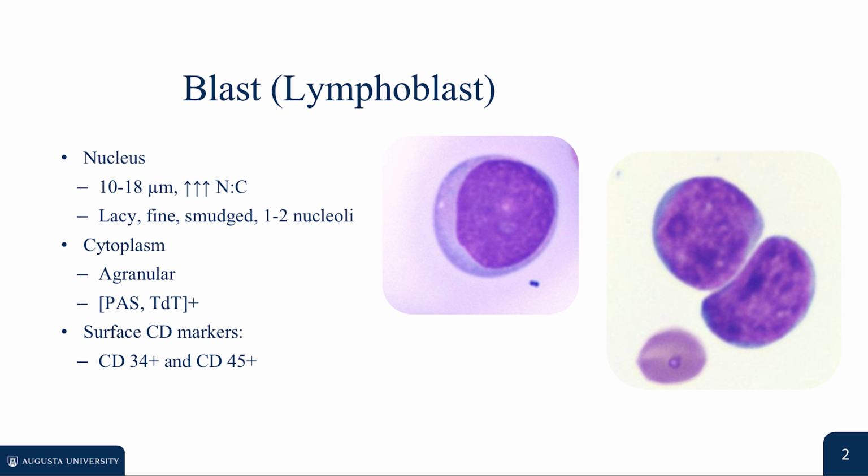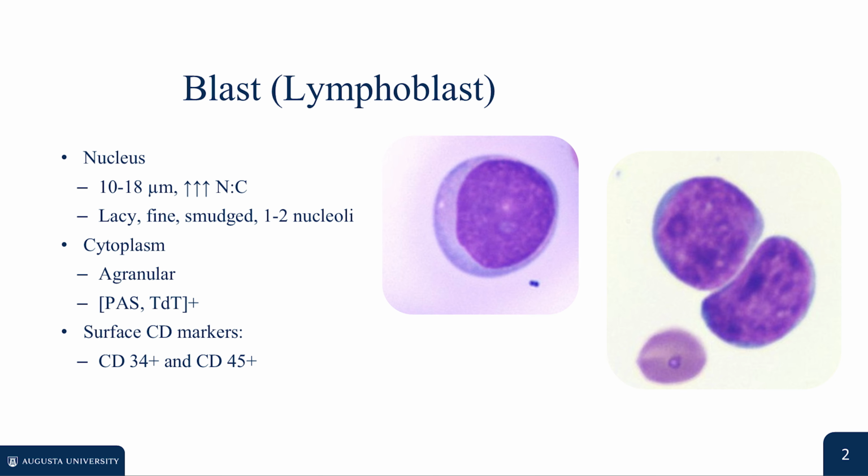The lymphoblast ranges from 10 to 18 micrometers in diameter and exhibits a very high nucleus-to-cytoplasm ratio. Its nuclear chromatin is loose, fine, smudged, or described as lacy, usually containing one or two prominent nucleoli. The cytoplasm is scant, agranular, and light blue, lacking the primary granules seen in myeloid precursors.